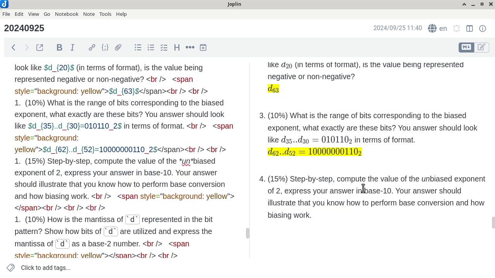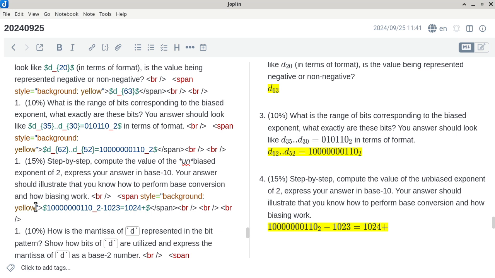Step by step, compute the value of the unbiased exponent of 2. Express your answer in base 10. Okay, so let's try to answer this question. So put the cursor here. Okay. So now we look at this and go like, okay, this is 1, 0, 1, 2, 3, 4, 5, 6, 7, 1, 1, 0 in base 2, and we have to subtract 1023. So that would be 1024 plus 4 plus 2 minus 1023, and I believe the result is a 7.